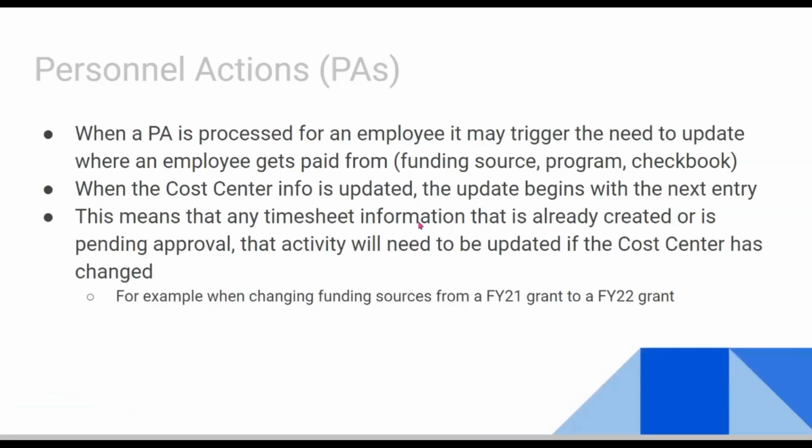When a PA is processed for an employee, it may trigger the need to update where an employee gets paid from, their funding source, their program, their checkbook. When the cost center information is updated, the update begins with the next entry. If we've already recorded time on our timesheet, we've already recorded a holiday, we've already submitted a time off request, all of that stuff will still keep the old information. So this means that any timesheet information already created or is pending approval, we're going to have to update that information too.